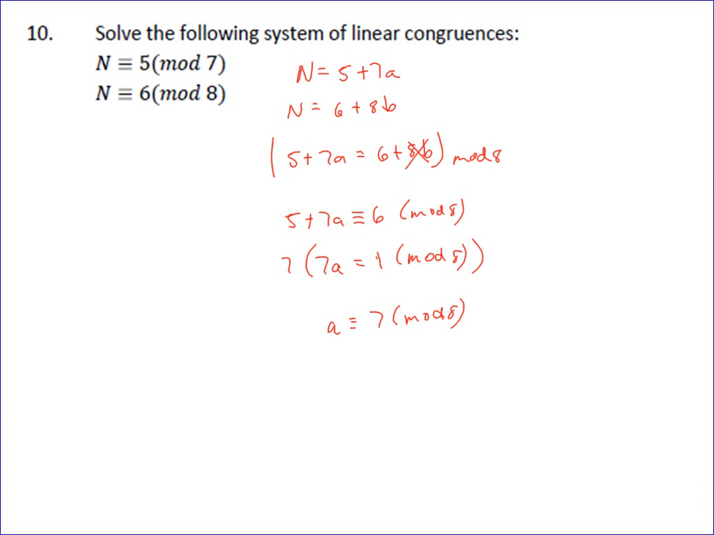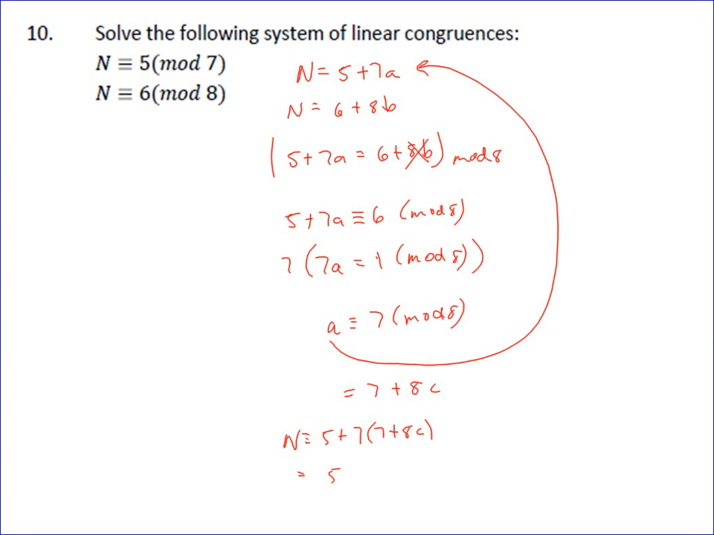And so now that we have a is equivalent to 7 mod 8, we still need something for n, and so we need to plug that back in for a. Well, a is just going to be 7 plus 8c. If we plug that in, we get n is equivalent to 5 plus 7 times 7 plus 8c, which equals, well, if you multiply this out, you get 54 plus 56c. And so that means that the solution to this is going to be anything that is 54 mod 56. Anything 54 mod 56 will give you remainder 5 when you divide by 7 and remainder 6 when you divide by 8.